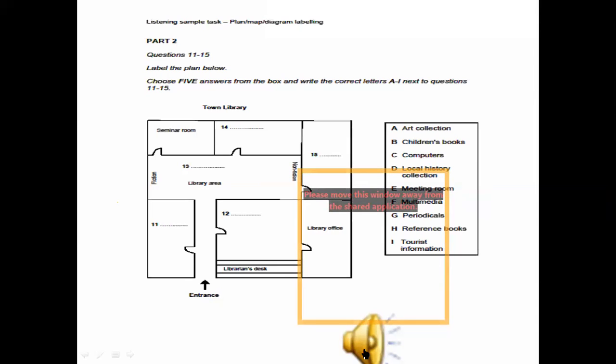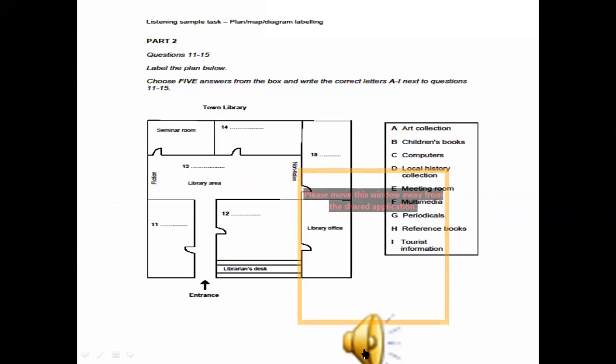That's the multimedia collection, where you can borrow DVDs and so on. And we also have CD-ROMs you can borrow to use on your computer at home. It was originally the art collection, but that's been moved to another building. And that's about it. Oh, there's also the library office on the left of the librarian's desk.